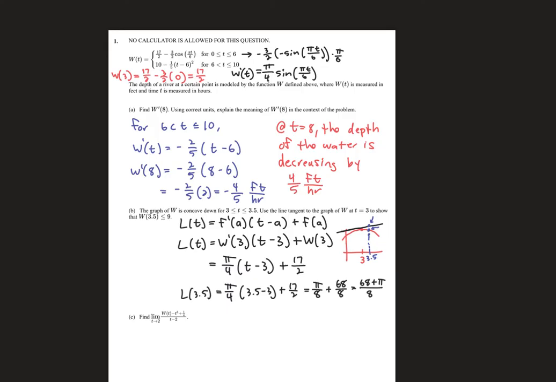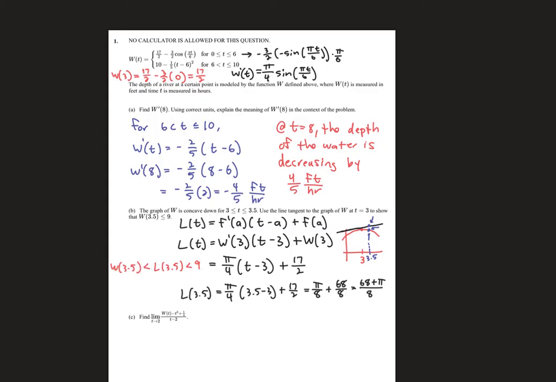Okay, let's start out with W. Let's say W of 3.5. Okay, that's our actual value. Is greater than, or sorry, is less than L of 3.5, which we know that is less than 9. And so that's what you need to show, right?